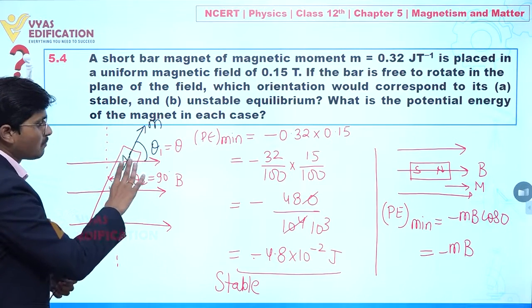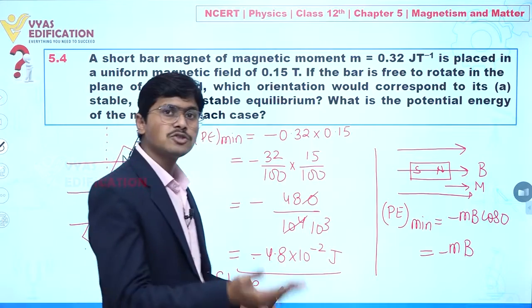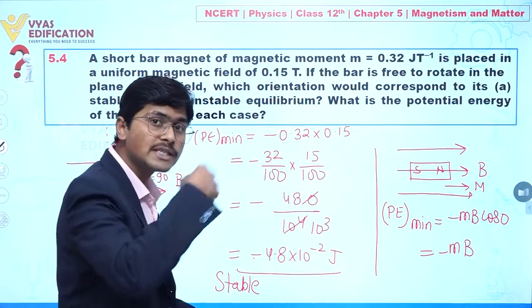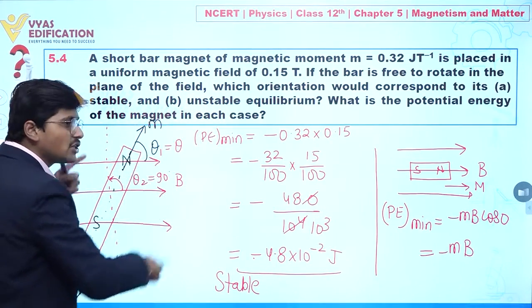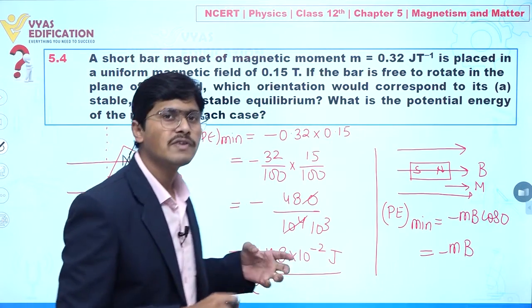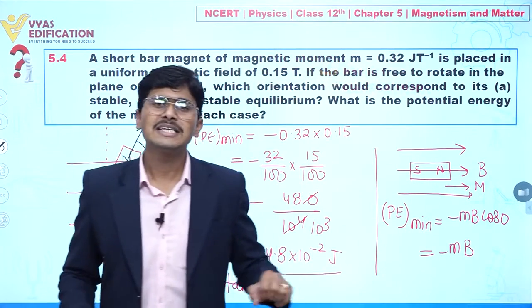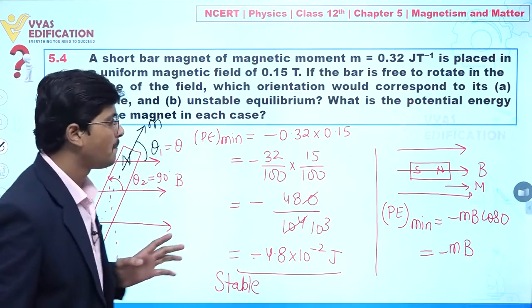this bar magnet from this position to this position. At that time you can say you are disturbing in the anti-clockwise direction, but the restoring torque is acting in the clockwise direction, and it will always try to restore this position. That's why we are saying this is stable equilibrium, clear to you?